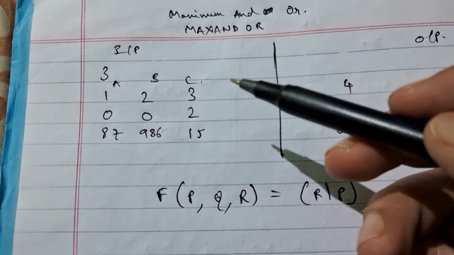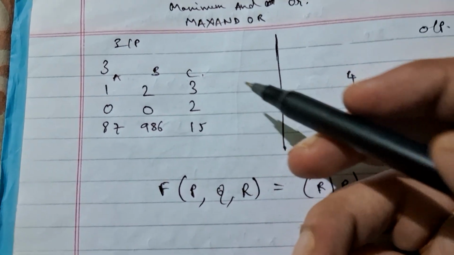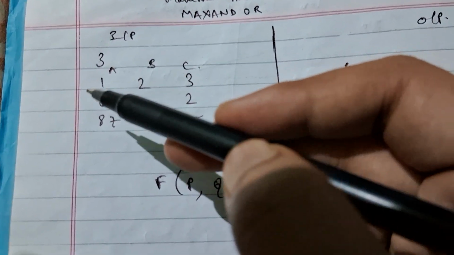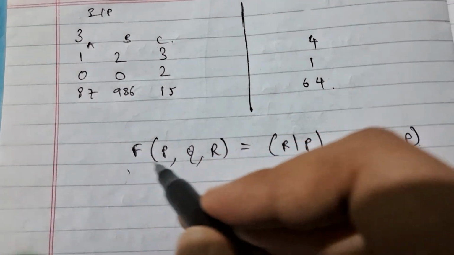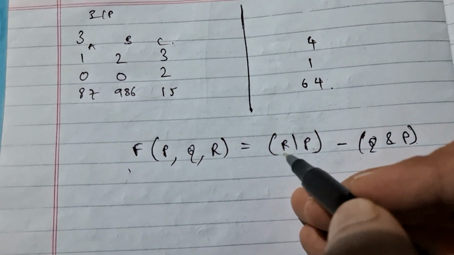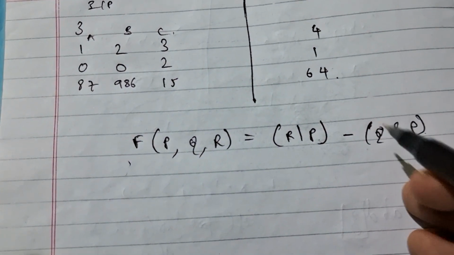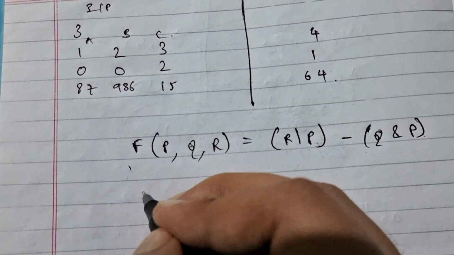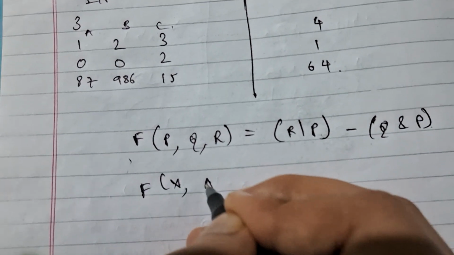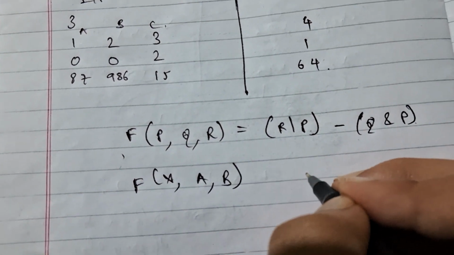The problem statement is very simple. It is given that this is the number of test cases, and you're given three numbers A, B, and C, and there is a function f of P, Q, R which actually means that it is R or P minus Q and P. So you have to find out the maximum value of f of x comma a comma b.